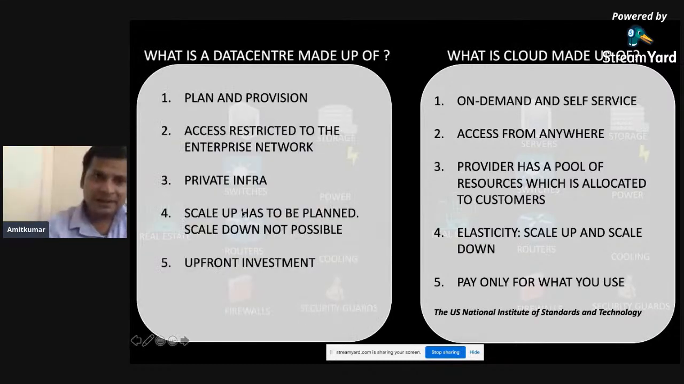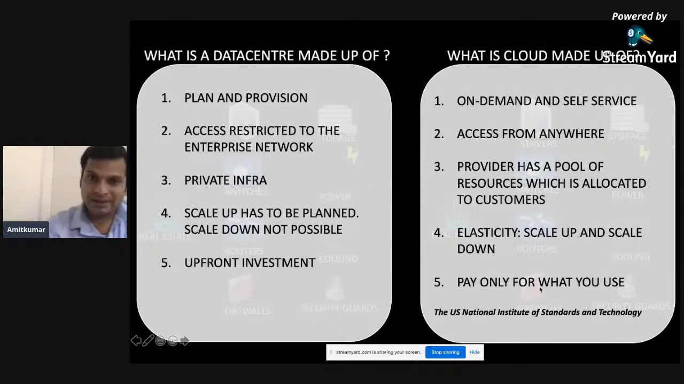I've just added these points to differentiate that here one has to plan and provision in advance. The access is restricted to your on-premise infrastructure, on-premise network. This is a private infra as compared to a pool of resources which is built and managed by the cloud provider and provided to their customers. Then over here we differentiate it by saying that the scale up has to be planned, and scale down is not possible because you have already invested over there. No matter whether you use it or not, you have invested in that, and if you're not using it, you're simply wasting your resources as well as the investment that you have done.